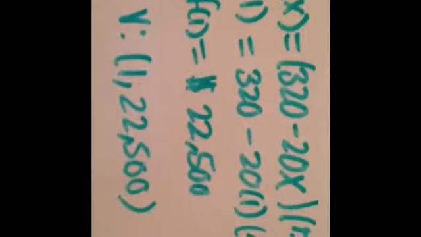And so to find your vertex, you have your original equation, which is f(x) equals (320 minus 20x) times (70 plus 5x), and so you plug in your axis of symmetry into that equation. So f(1) equals 320 minus 20 with the 1 in the parentheses, and then 70 plus 5 with another 1 in parentheses, and your answer is 22,500. And so your vertex is x equals 1 and your y is 22,500.